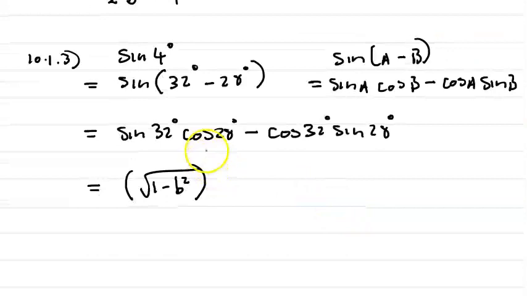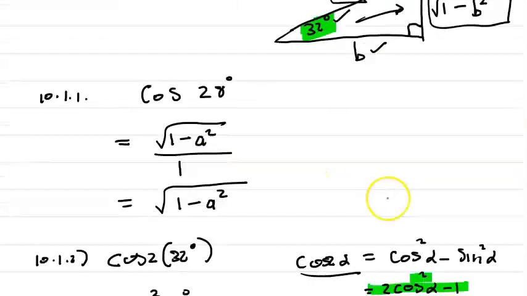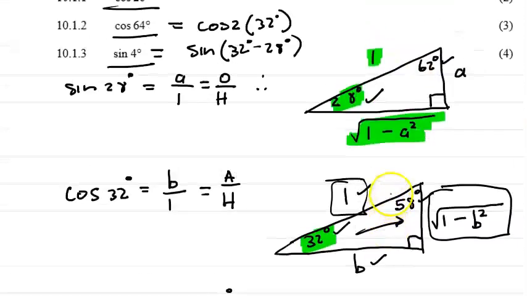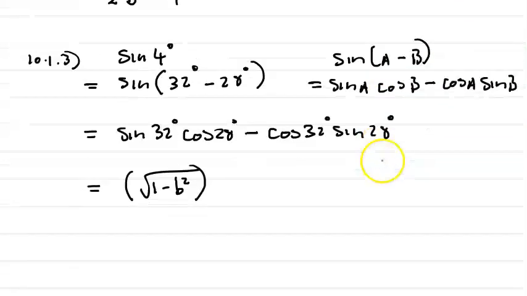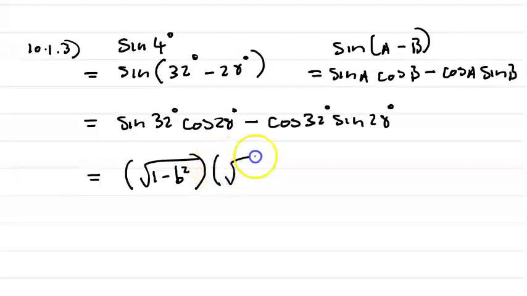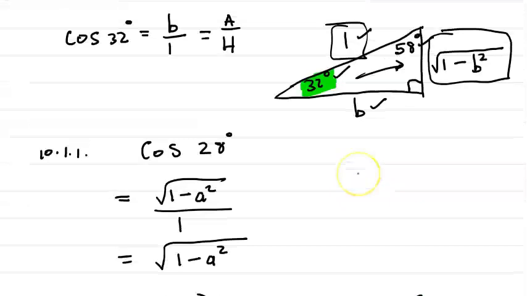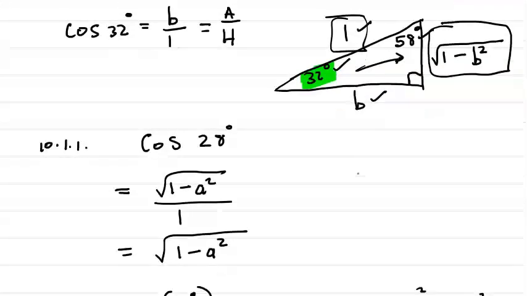Let's go look at the next one. Cos of 28. Let's go look at that diagram. So cos of 28 will be, remember, this is the opposite side, so the adjacent side will be the square root of 1 minus a squared all over 1. So therefore here, square root of 1 minus a squared over 1. You can write it if you want to, but remember over 1 is itself.